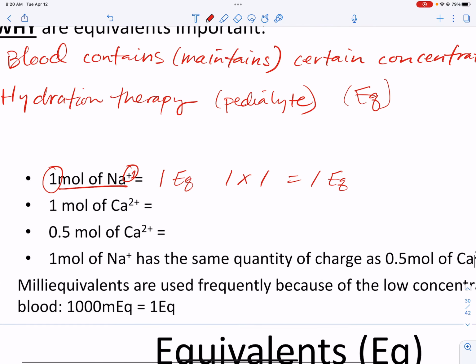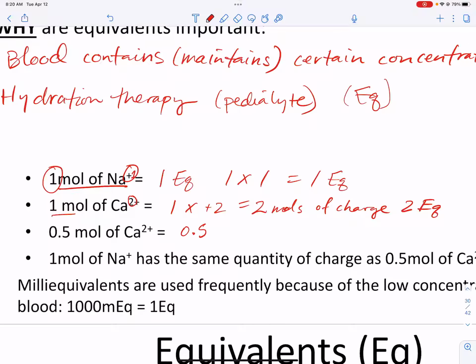What if I have 1 mole of calcium ions, which each calcium ion has a plus 2 charge? So I'll take the 1, and I'll say times positive 2, which means I have 2 moles of charge, right? So I've got 2 equivalents. I'm taking the number of moles and I'm multiplying it by the number in my charge on my ion to get the number of equivalents. Okay, what if I have half a mole of calcium ions? Well, then I'll take 0.5 moles, I'll say times 2, which means I have 1 mole of charge. So I have 1 equivalent.